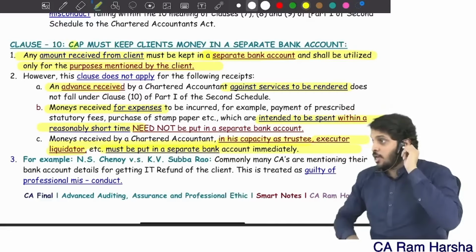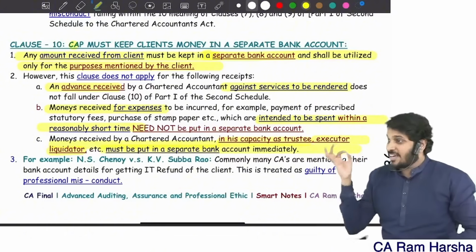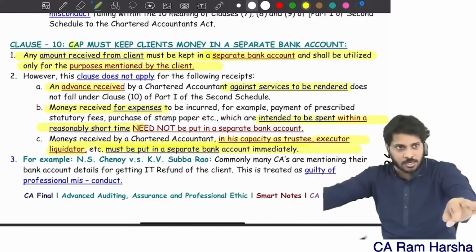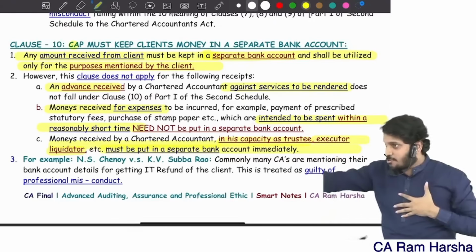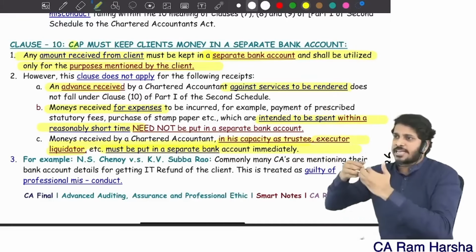Then clause number 12, a CA is treated as guilty of professional misconduct if he allows another person to sign on his behalf. Signing can be done only by firm partner. Signing can only be done by CA with the COP. Only engagement partner can sign, others cannot sign. But routine correspondence can be signed by anybody.